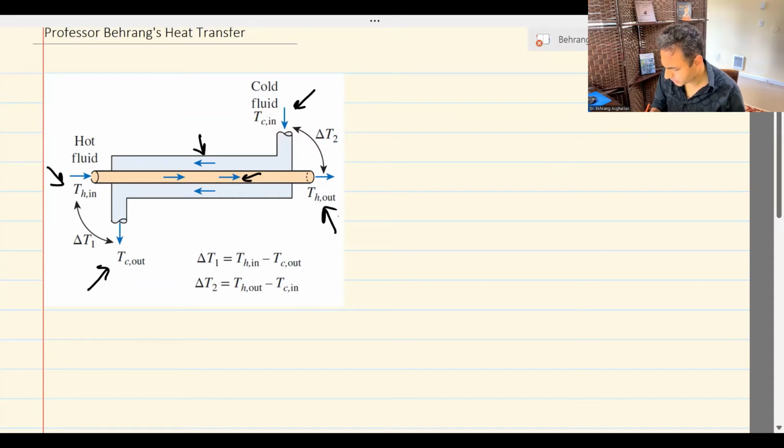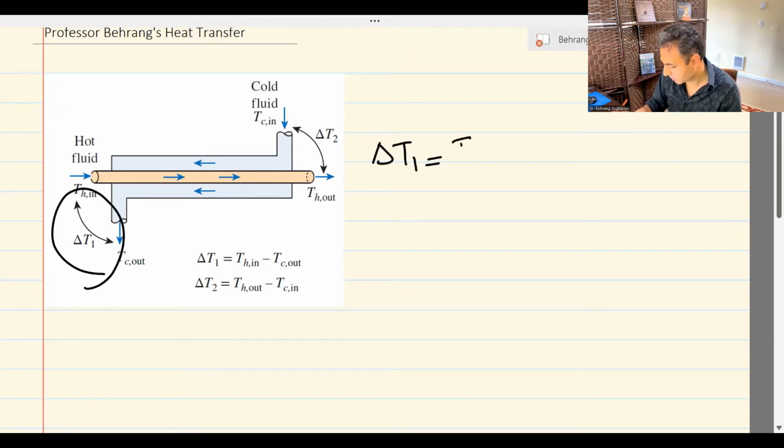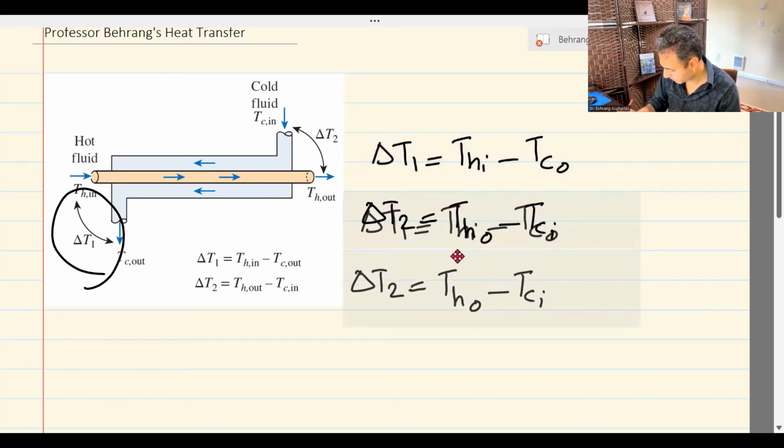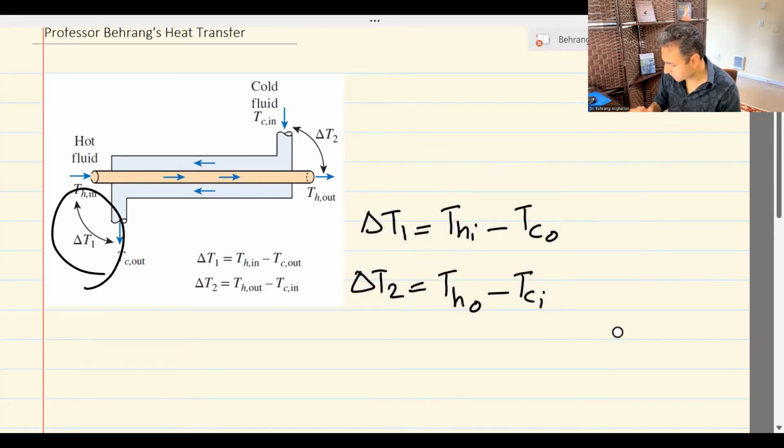So what about delta T1 and delta T2? You follow basically the same procedure. You look at the delta T on one side and the delta T on the other side. So delta T1 becomes T hot in minus, in this case, not T cold in, but T cold out. And delta T2 is T hot out minus T cold in. Let me move this picture a little bit down so it doesn't block these equations. So that's what you have.